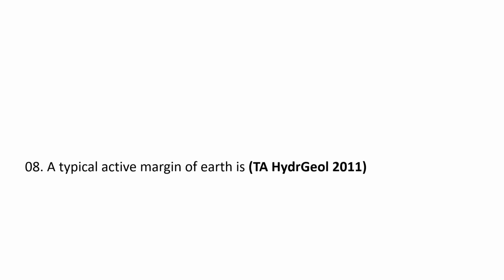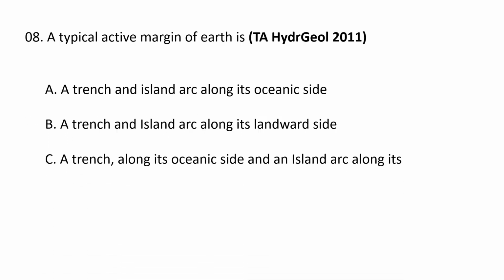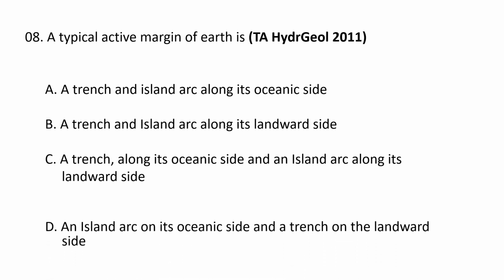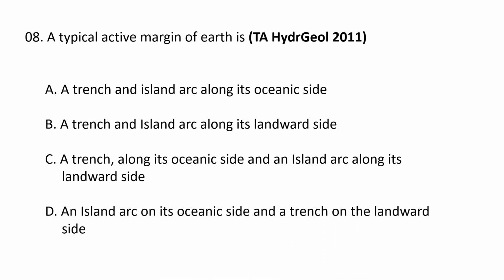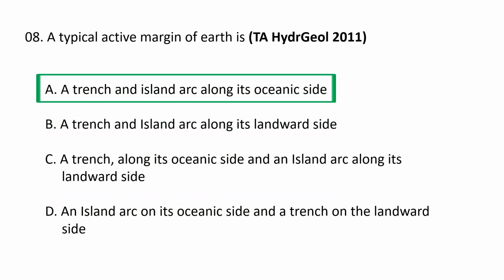Next question. A typical active margin of the earth is A. A trench and island arc along its oceanic side, B. A trench and island arc along its landward side, C. A trench along its oceanic side and an island arc along its landward side, and D. An island arc on its oceanic side and a trench on the landward side. The correct option is: a typical active margin of the earth is a trench and island arc on the oceanic side. A is the correct option.